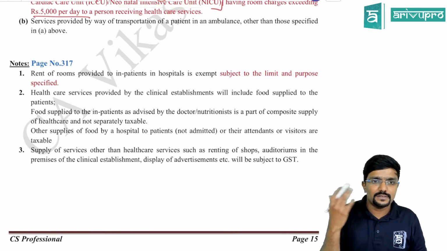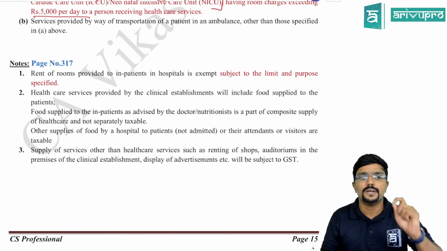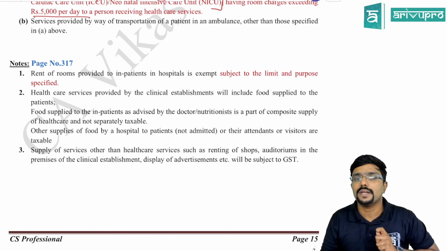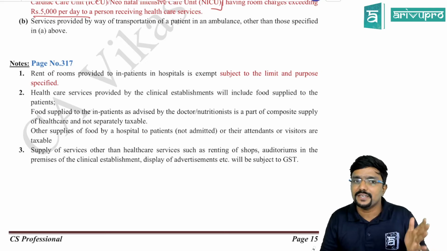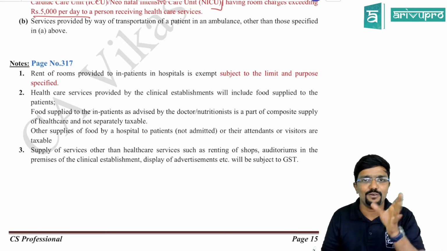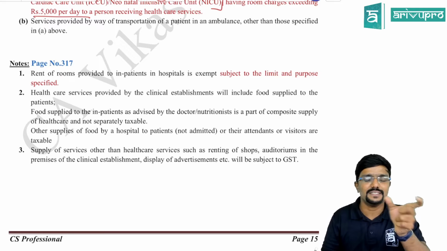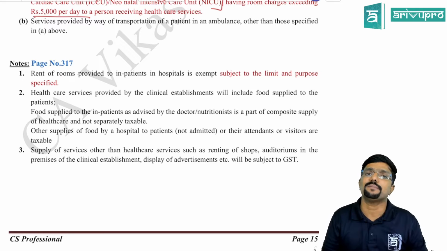Then with respect to this, there is a change in the notes also. Come to notes in page number 317. There, renting of rooms provided to inpatient in hospital was completely exempt. But now they have added that 5,000 limit. That is why just add the sentence: subject to the limit and purpose specified.